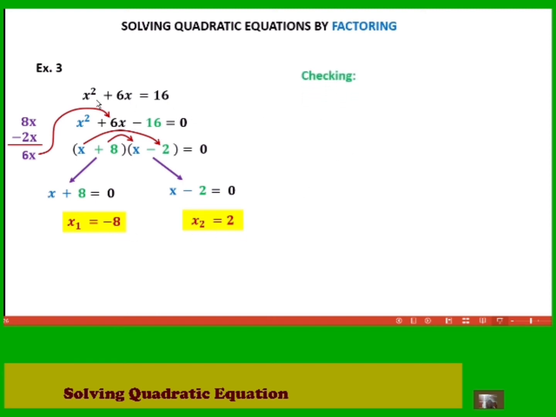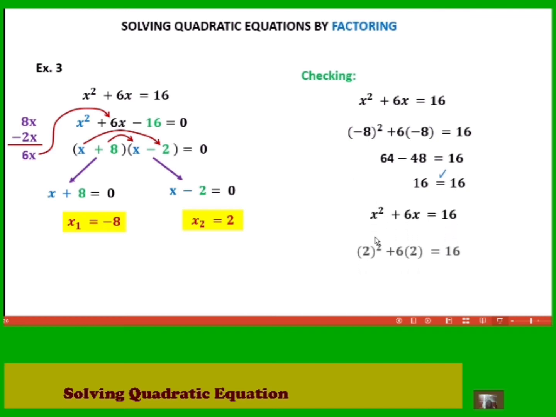To check our answer, use the original equation, substitute x with negative 8. Negative 8 squared is 64. Positive 6 times negative 8 is negative 48. 64 minus 48 is equal to 16. If x is equal to 2, 2 squared is 4. 6 times 2 is 12. And the sum is 16 equals 16.